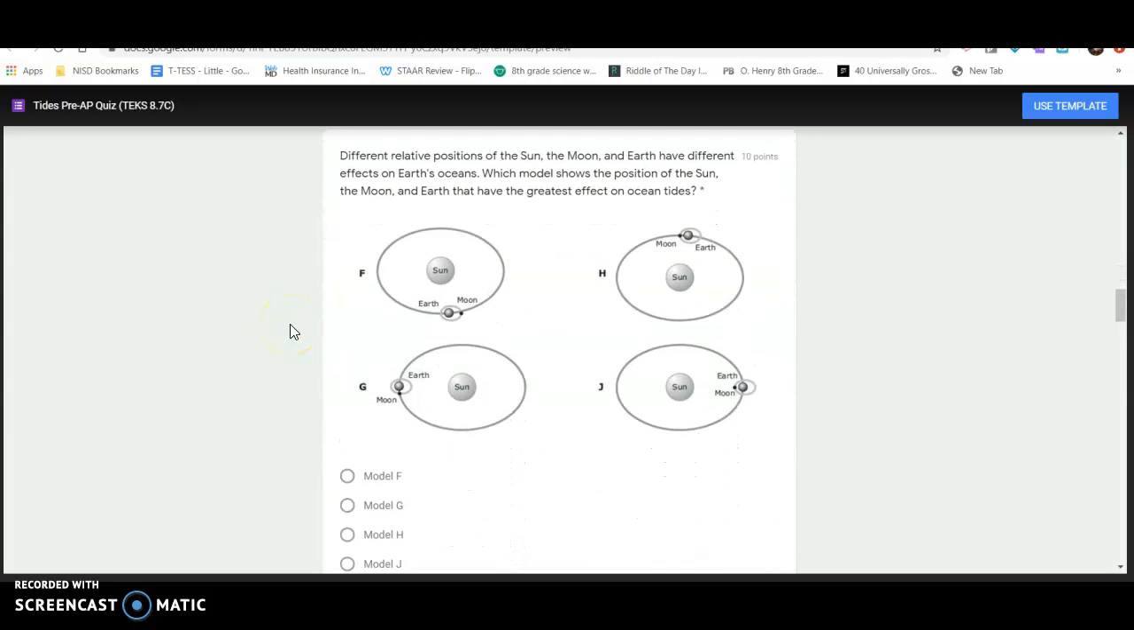Next question. Different relative positions of the sun, the moon, and the earth have different effects on Earth's oceans. Which model shows the position of the sun, the moon, and the earth that have the greatest effect on ocean tides? Would it be at Model F, Model G, Model H, or Model J? Where will I see the greatest effect on ocean tides?